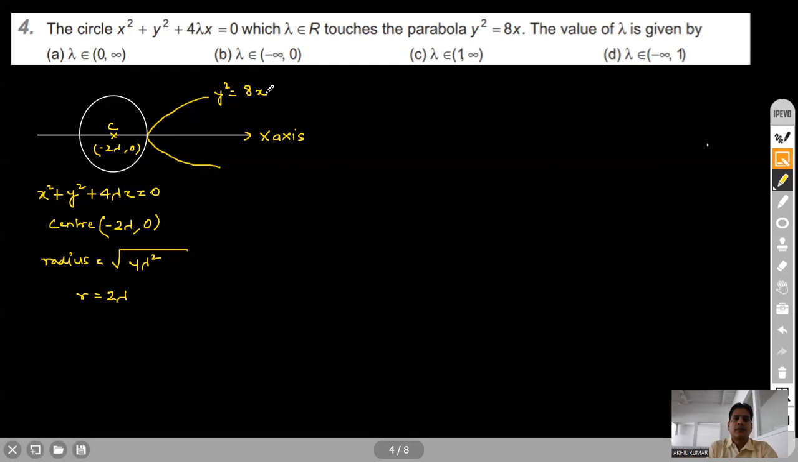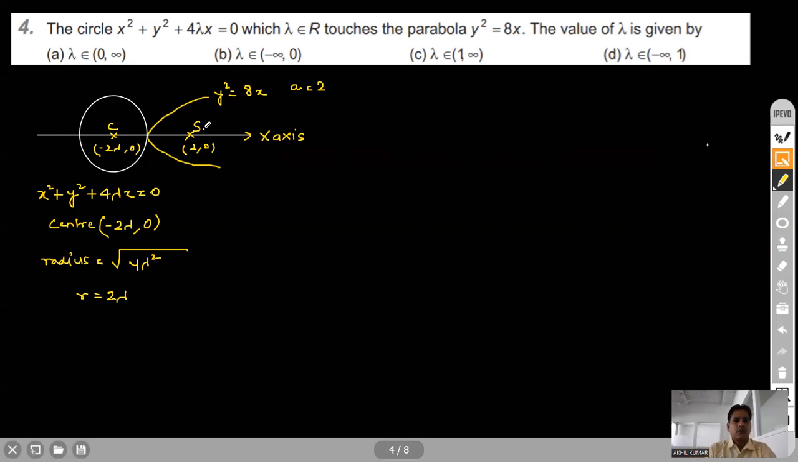So this is our parabola, and comparing with the standard form, 4A is equal to 8, means A is equal to 2, right? A is equal to 2. So this will be our focus, 2 comma 0. I have just written it, I don't know whether we will need this information or not. So the focus for this will be 2 comma 0.